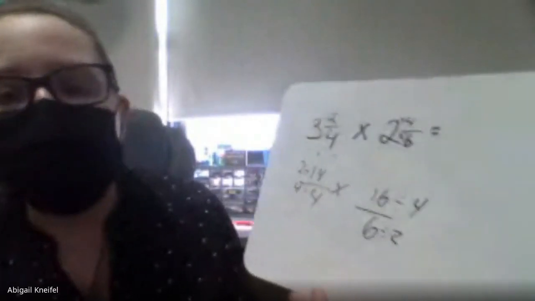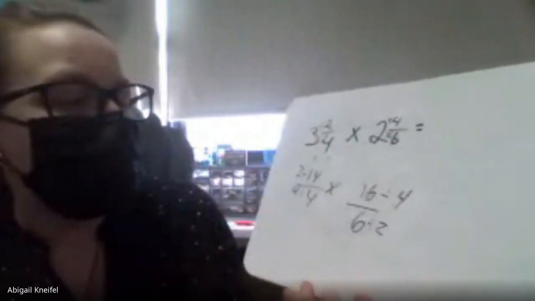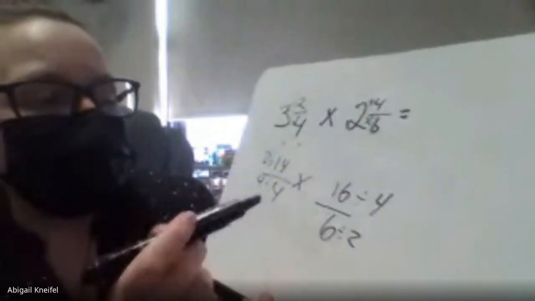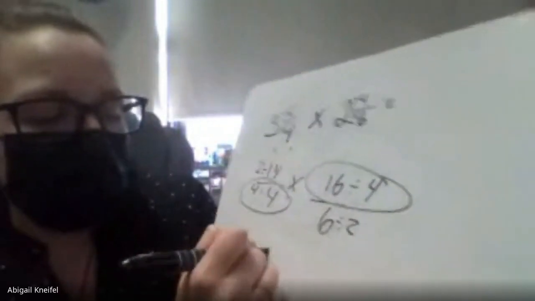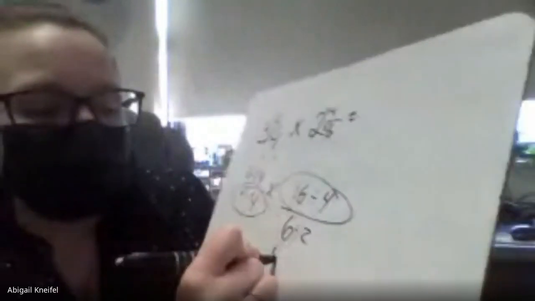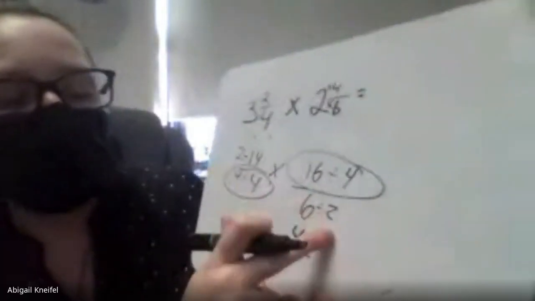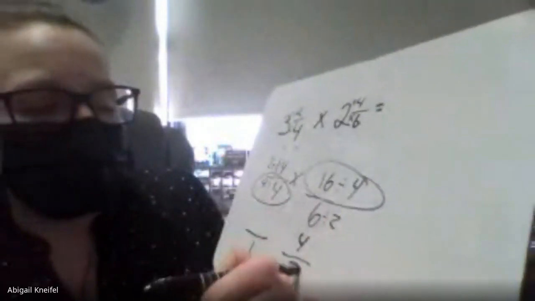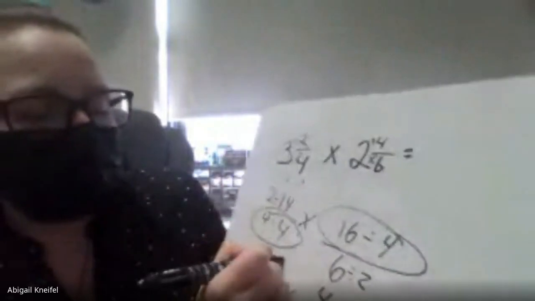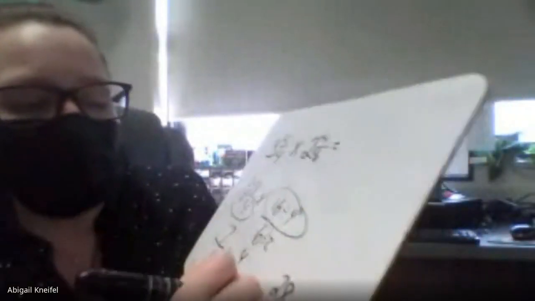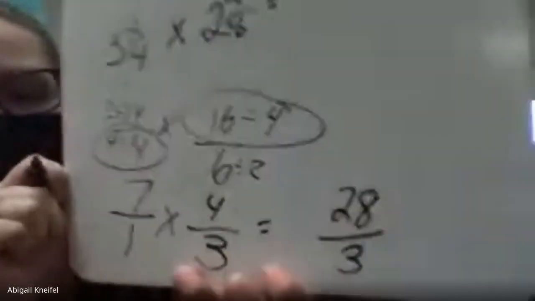Let's cross simplify again. That was Mrs. Kneifel's bad. So, I can cross simplify 4 and 16. I was not wrong there. 4 can go into itself 1 time. 4 can go into 16 4 times. 2 goes into 6 3 times, and 2 goes into 14 7 times, okay? So now let's multiply across. Then we get 28 over 3, okay?